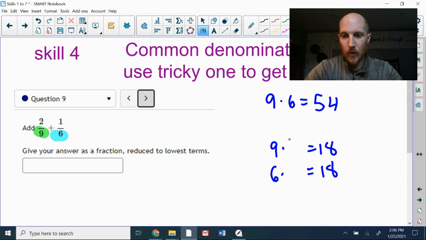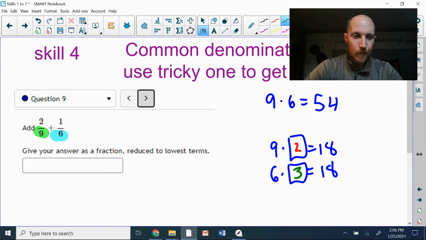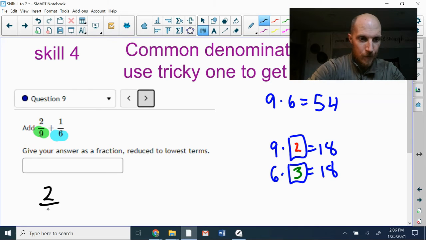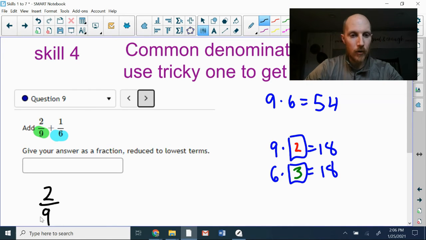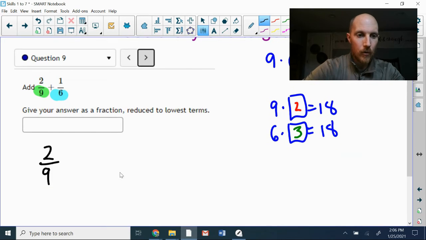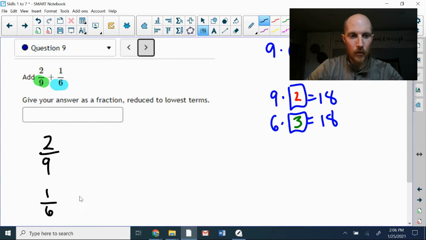The catch is, I'm going to have to figure out what I need to multiply each of those by to get it to turn into 18. So 9 is going to multiply by 2 to get 18, and for 6, I'll need to multiply times 3. So I'm going to use a thing called the tricky one. I'm going to copy the two fractions here one at a time. So here's 2/9, and then I'll just get 1/6 ready for use in just a moment.